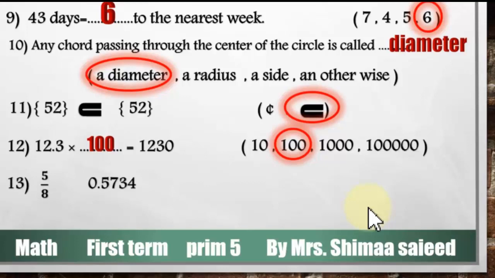We will compare 5 over 8 and 0.537. Is it less than, greater than, or equal to? You know that 1 over 8 equals 0.125. So when we want to get the value of 5 over 8, we multiply 0.125 by 5, which is 0.625. So it's greater than 0.537.